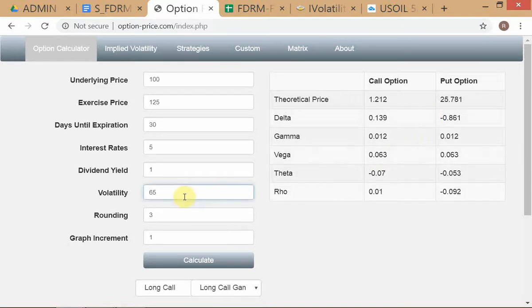Now I'll do it the other way. Have we done it for 65? I don't think we did it for 65. Yeah, it is for 65. Okay. 1.21 to 25. Now let's decrease it. Let's take it back to 25. Okay, both have gone down. The call has gone down a lot, because of this exercise price, but the put has also gone down a little bit.